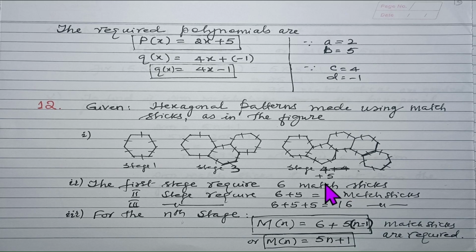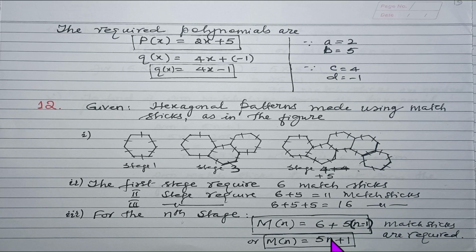Now, since it is forming a linear pattern here, what will be the number of matchsticks required for n stage? So m of n, the number of matchsticks of n, is equal to 6 plus 5 into n minus 1, or m of n is equal to 5n plus 1. We can verify this if you want.